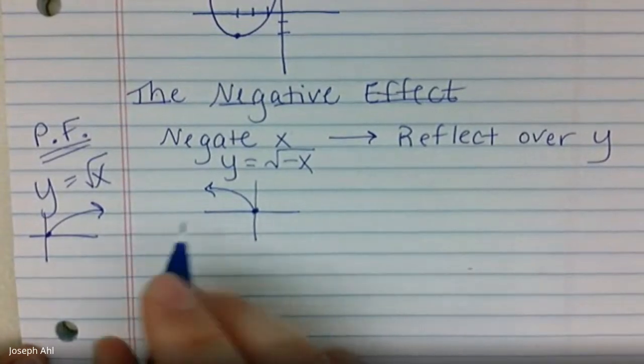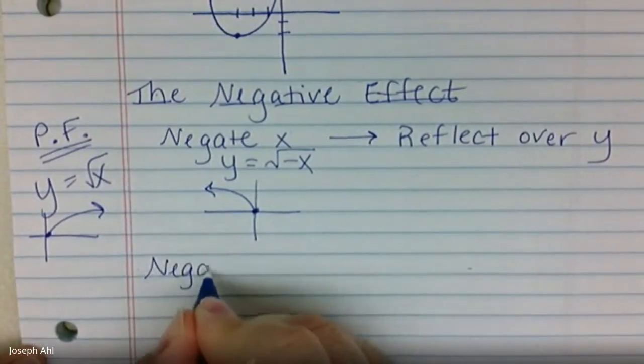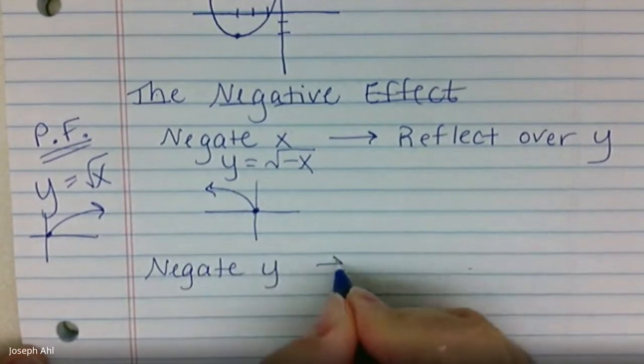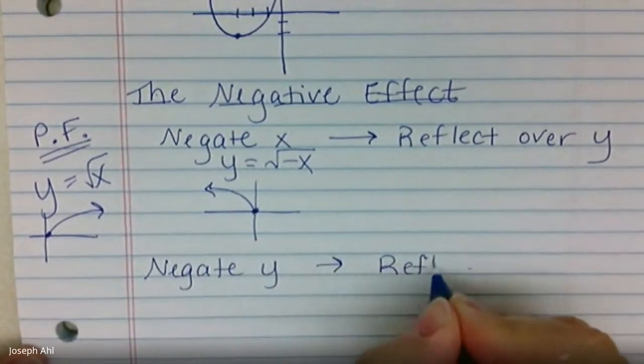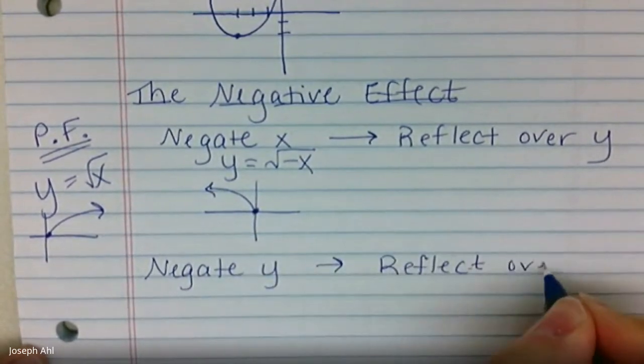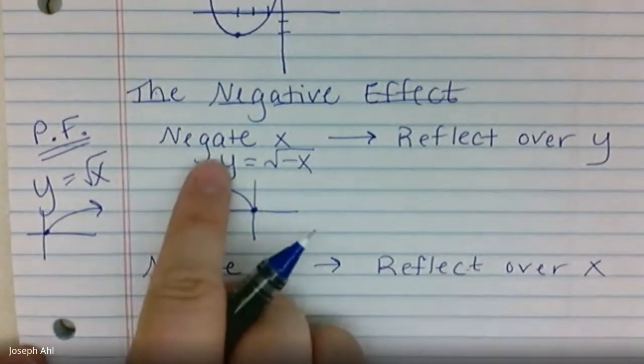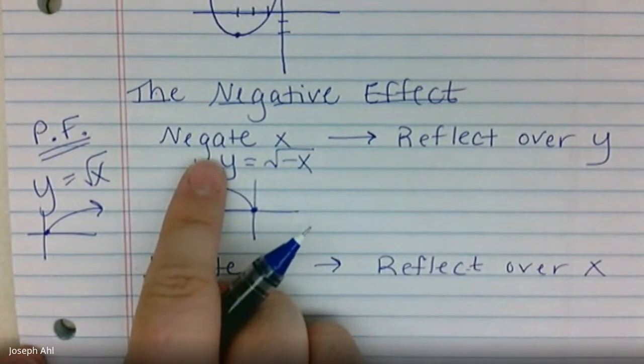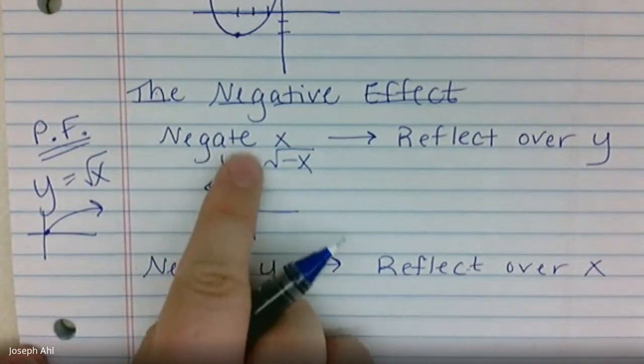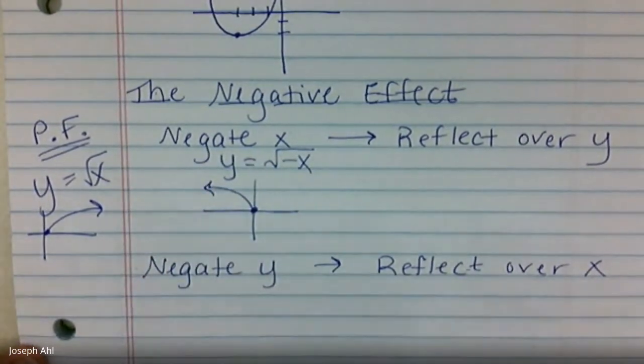So it won't be too much of a surprise that when I negate the y values, that results in a reflection over the x-axis. But I'll tell you, typically we don't write negative y out here because when we graph something, it always says y equals. Almost always, I'll say.